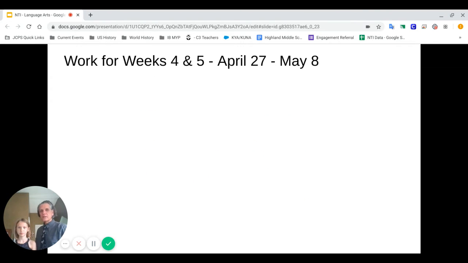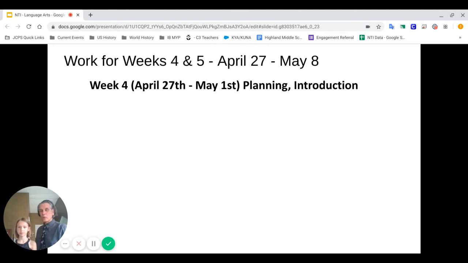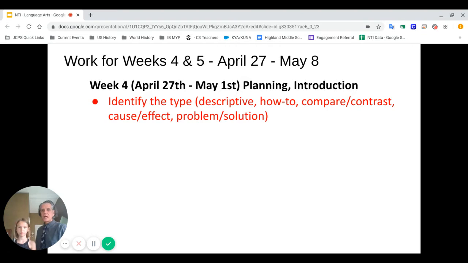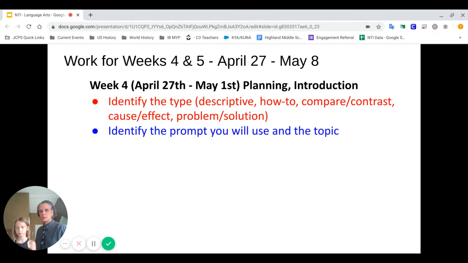So week 4 and week 5, as I mentioned, planning and introduction this week. You're going to identify the type, and I've given you prompts that are already organized into type. So for informative writing, you have descriptive, how-to, compare, contrast, cause and effect, and problem and solution. And you're going to identify the prompt you will use and the topic.